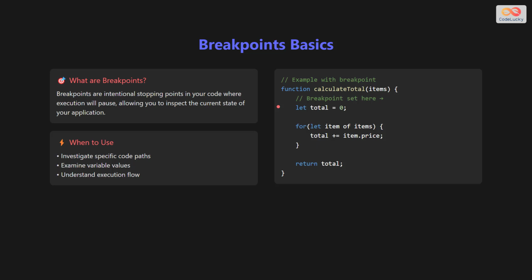In this example, we have a function named calculateTotal which takes items as the argument. Inside the function, a breakpoint is set before the total variable declaration. Then, a for loop iterates through the items array to calculate the total.